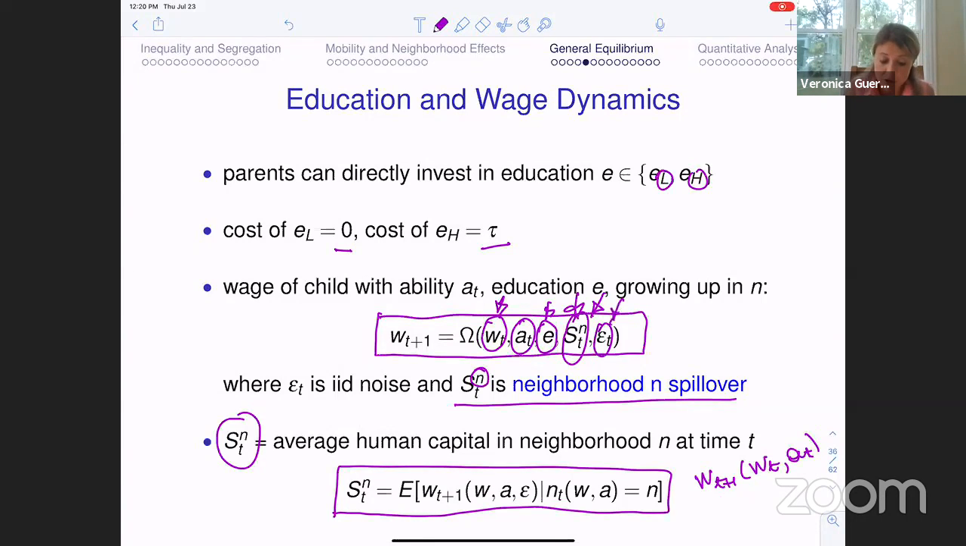Epsilon is a noise variable. So the only two state variables that affect the future wage are the wage of the parent and the ability of the kid. What we will show is that this is an increasing relationship. So the richer is the parent, the richer is the kid, and the more talented is the kid, the richer the kid is going to be. So what this spillover tells us is that a neighborhood where you have richer parents and smarter kids has a stronger spillover. And that's the only thing that this mathematical formulation shows us.